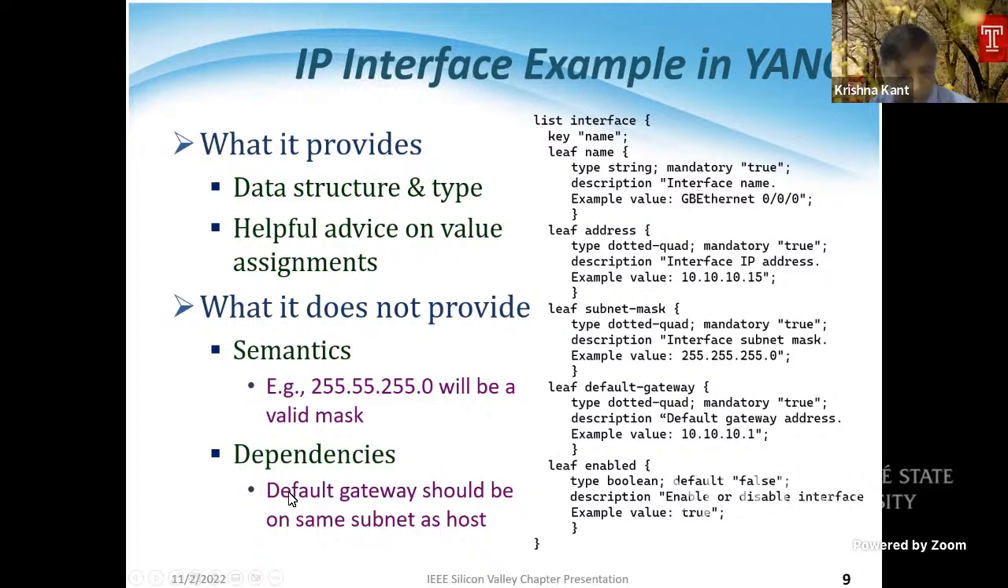Even harder problem is that of dependencies. So obviously, for example, the default gateway should be on the same subnet as the host IP, but that dependency is not specified here. Once again, it is possible to specify that kind of a dependency, but you will need some additional mechanisms to do that.